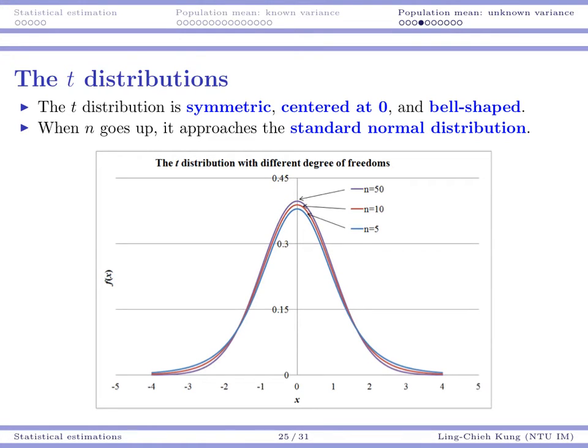One thing we can tell is that when n goes up and up, the T distribution gradually approaches the standard normal distribution. You can see that the T distribution looks quite similar to a standard normal, right? And when n approaches infinity, the T distribution is very close to a standard normal distribution. So eventually we will show that the T distribution will be used to replace your normal distribution in doing the interval estimation. Okay, so let's continue.